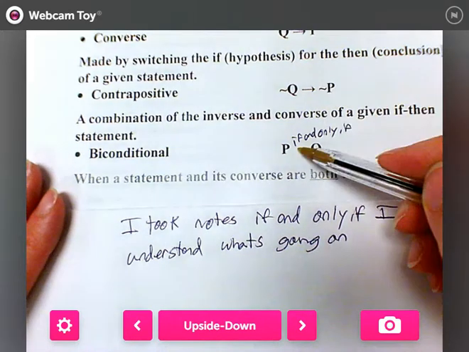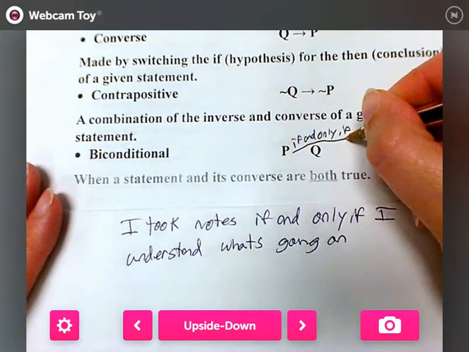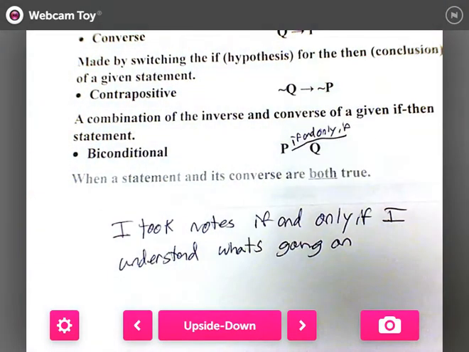It's P if and only if Q. So there's not a good symbolic thing, so I literally wrote the words if and only if. If and only if.